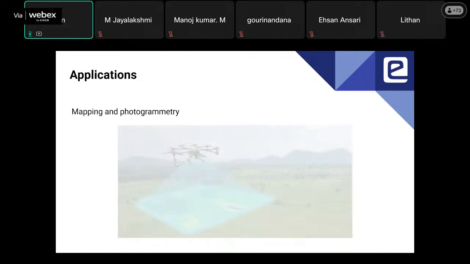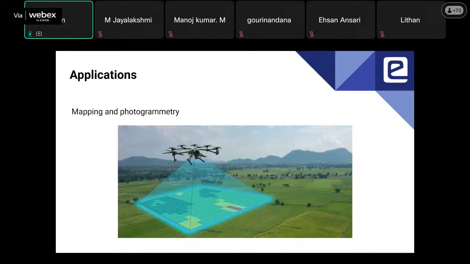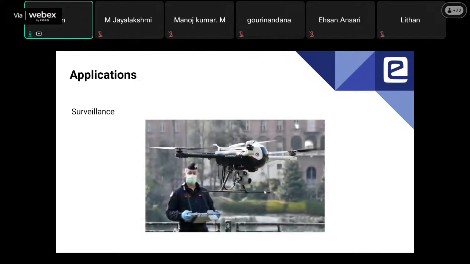And the other application is mapping and photogrammetry. You can map an entire area and create a map of the environment using the drone. These kinds of drones will have high resolution cameras and lidars on them, which will help in this mapping and photography. Then drones are also used for surveillance by police or military.